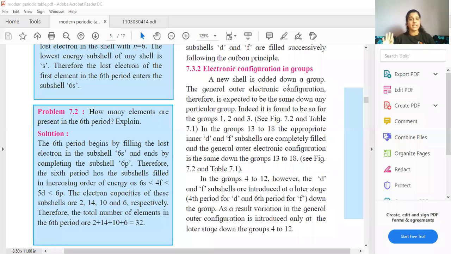Okay, students, please keep your textbooks near you and mark the points that I'm asking you to mark. Okay, fine. So let us read what is written over here. New shell is added down the group. Now this is something you all already know.